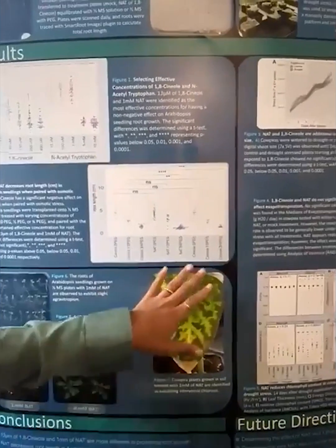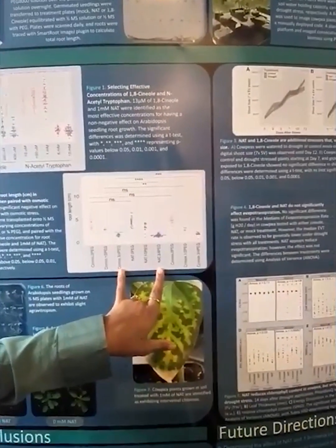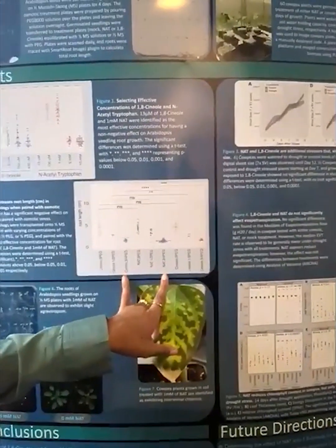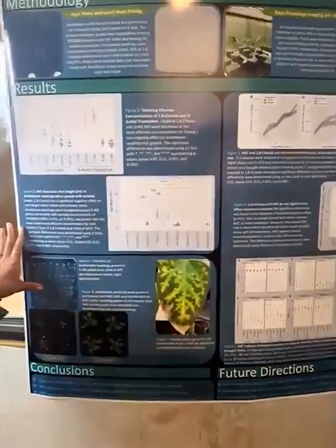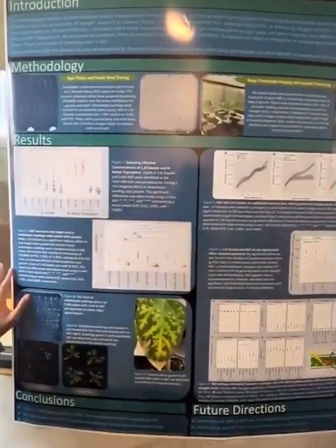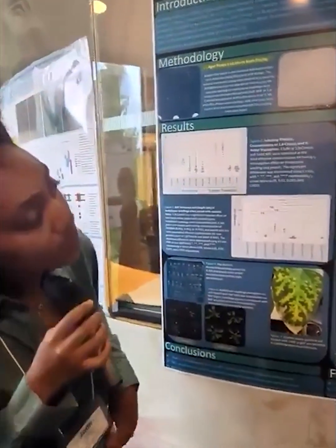And here we can see that our most significant results are actually when you compare our NAT and our control at 75% PEG. This graph is basically showing that NAT, while paired with drought stress, has the most significant effect on decreasing root length.